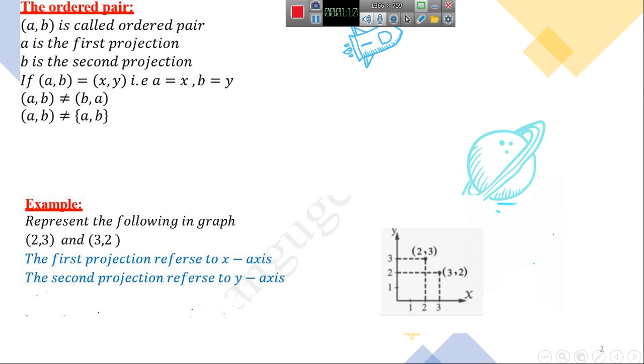To prove that the two ordered pairs are not the same, they are different, let's graph each one. To graph (2, 3), you will move to the right 2 units and up 3 units, but for the ordered pair (3, 2), you will move to the right 3 units and up 2 units on the y-axis. Then they have different locations, different positions. The first projection represents the x-axis and the second projection, as we said, represents the y-axis.